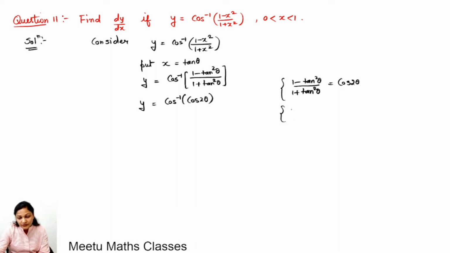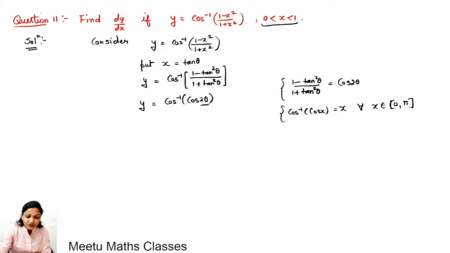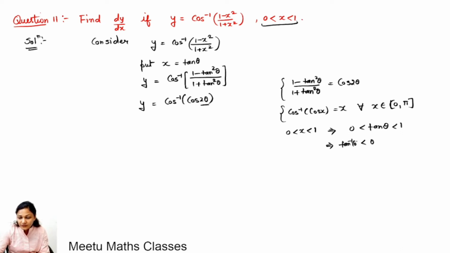Now we also know that cos inverse of cos x is equals to x for all x lying in the closed interval 0 to pi. So we are going to check whether our 2 theta is lying between 0 to pi or not. For that we are going to use this. Since x is lying between 0 to 1, we can replace x with tan theta. So theta will lie in between tan inverse of 0 to tan inverse of 1. What is tan inverse of 0? That is 0. And tan inverse of 1 is pi by 4.